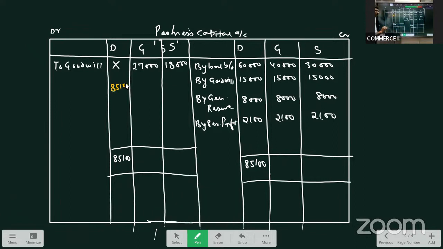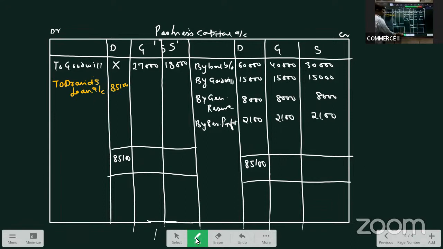The firm has to pay 85,100 to Dravid. Let us see if he is paid anything. No, he is not paid anything. Then what do we do? The entire amount we will transfer from his capital account to his loan account.